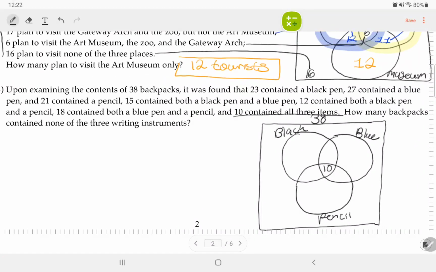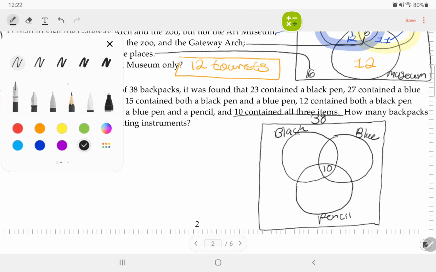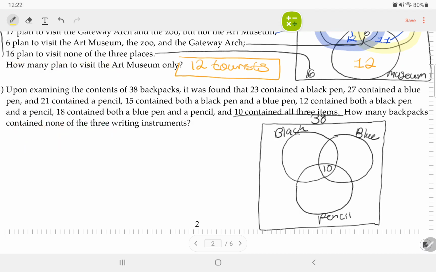Now, be very careful here. It says next, 18 contained both a blue pen and a pencil. This is different from the last question, because the last question would have the first and the second category, but not the third. In this case, it says 18 contained both a blue pen and a pencil, which means the intersection where blue pen and pencil overlap.